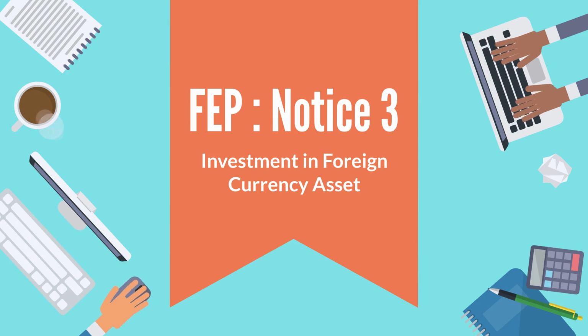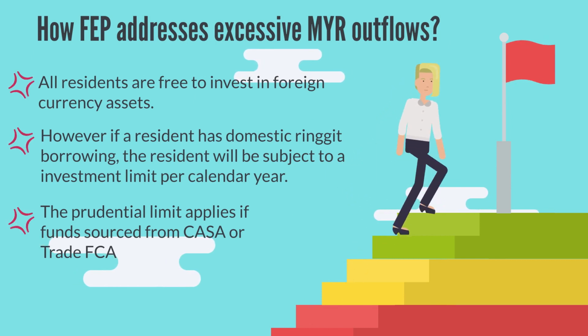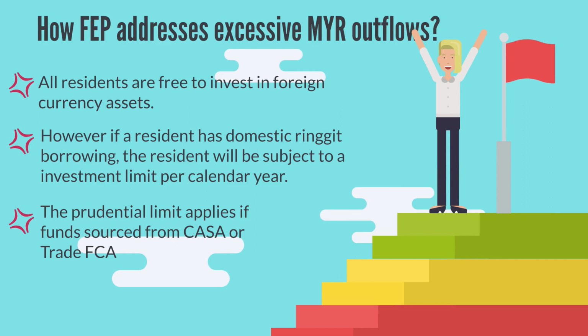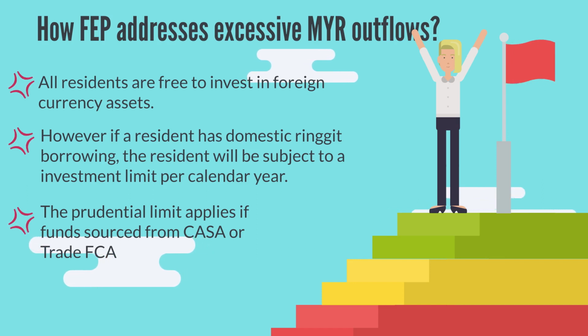Our topic today is investment in foreign currency asset. How actually foreign exchange policy addresses excessive ringgit outflows. Originally, all residents are free to invest in foreign currency assets. However, if a resident has domestic ringgit borrowing, the resident will be subject to an investment prudential limit per calendar year. The prudential limit applies when fund is sourced from ringgit conversion or from trade foreign currency account.